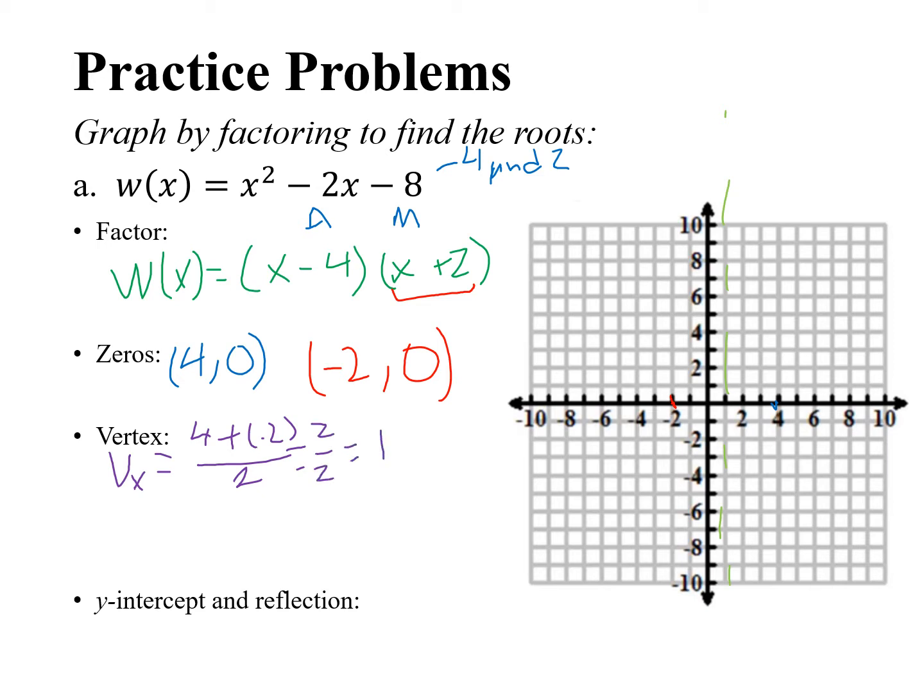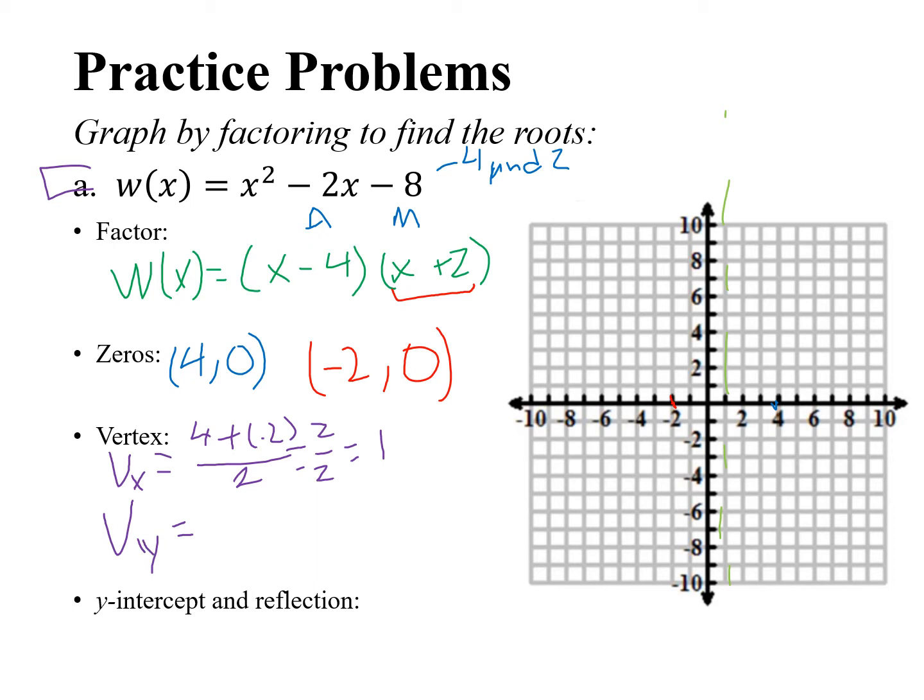2 over 2 is 1. So the x value of my vertex is 1. Now to find the y value of my vertex, what do I need to do? To find the output if I know the input, I go back to that original equation. I'm going to take this original function and plug in an x value of 1.